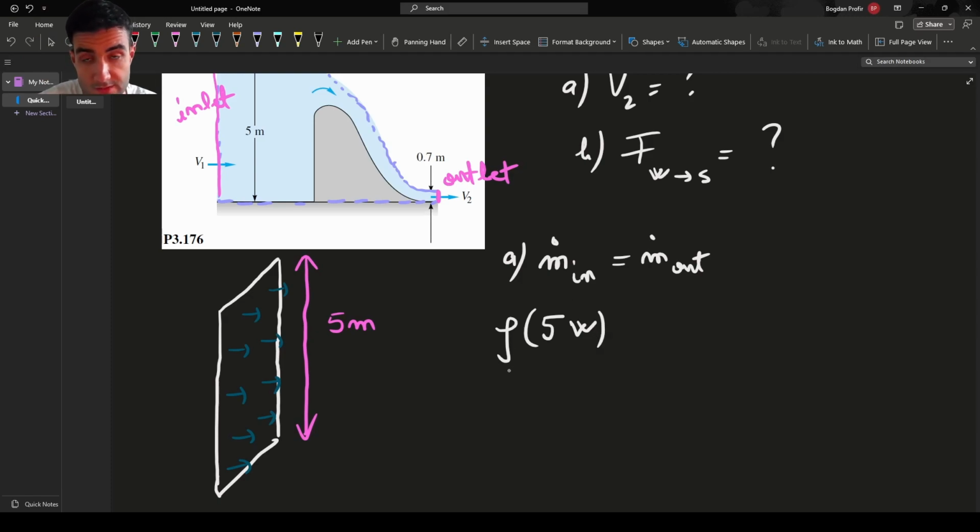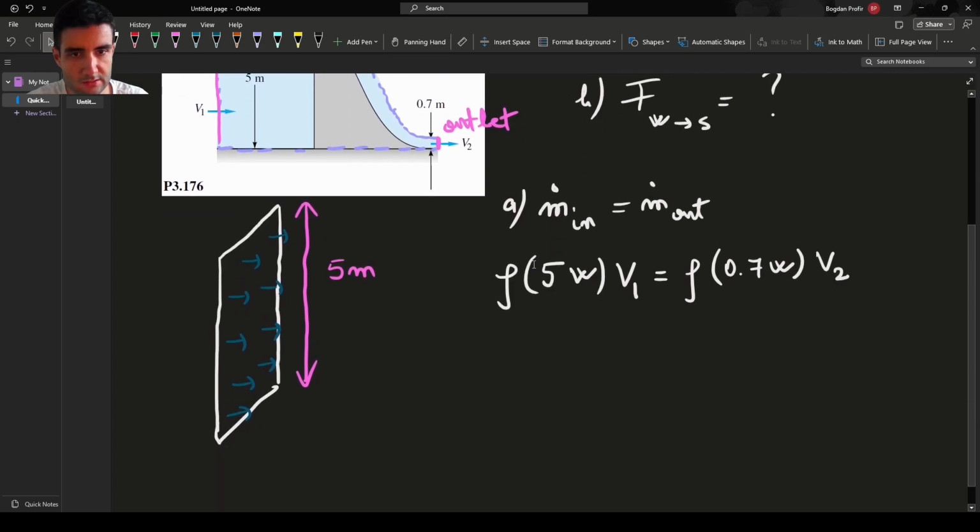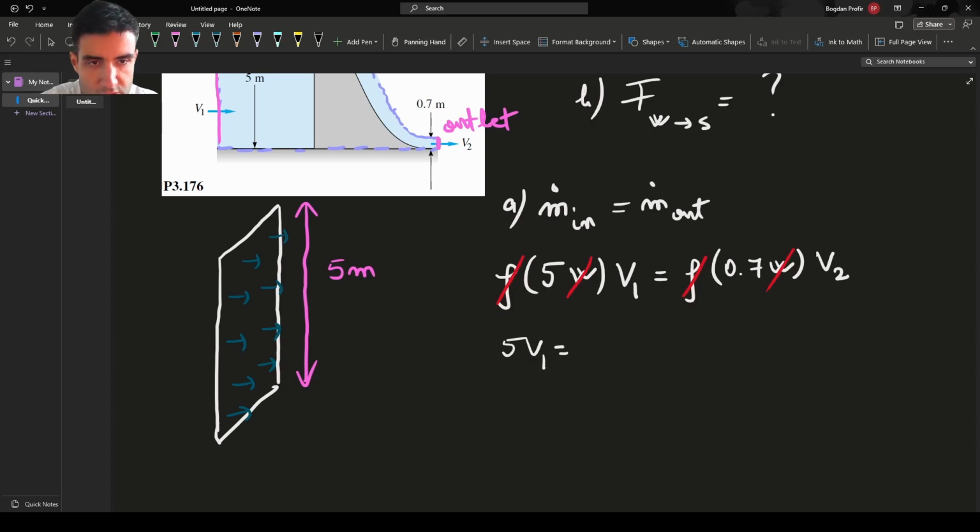So that's the area, that's the density, and then we have our unknown velocity v1. And the mass flow rate out is going to have a similar expression. So it's rho, and then you have 0.7 W times v2, like this. And that's basically what we have. So we can cancel out the rhos, and we can also cancel out the W's as well. So we have 5 v1 is equal to 0.7 times v2.